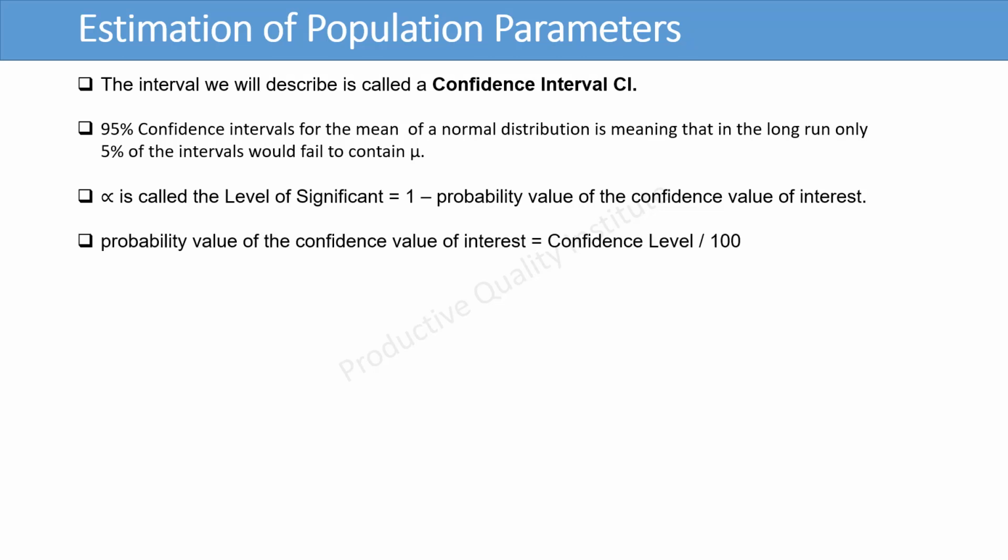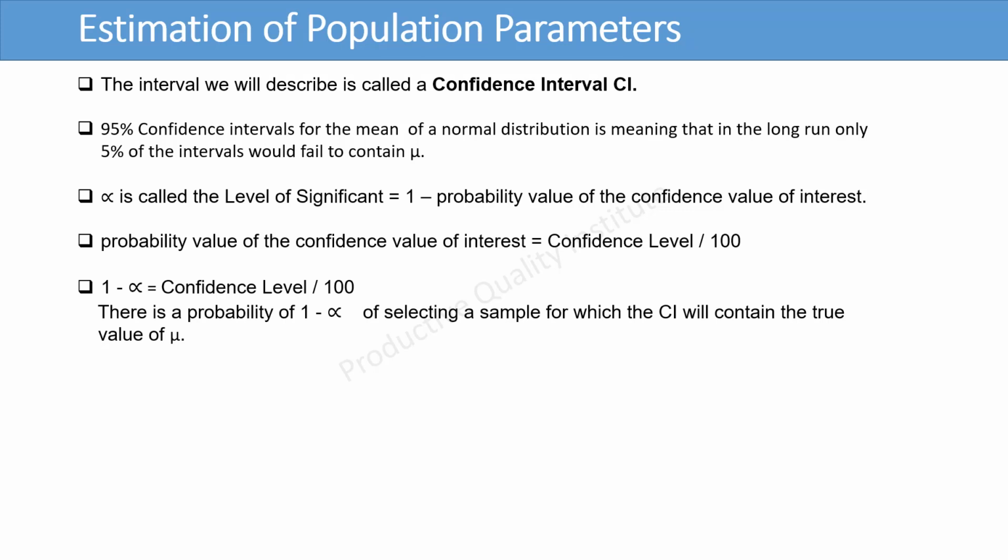Probability of the confidence value of interest is equal to confidence level divided by 100. Then, as a result from the above, 1 minus alpha is equal to confidence level divided by 100. This means that there is a probability of 1 minus alpha of selecting a sample for which the CI will contain the true value of mu.